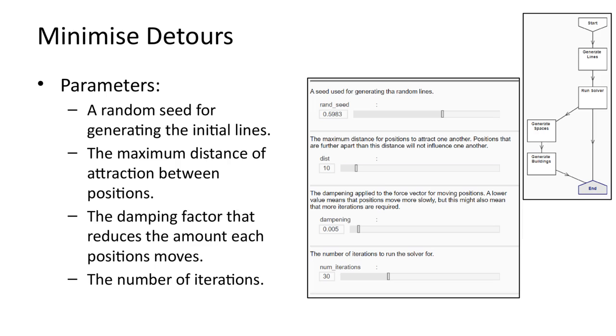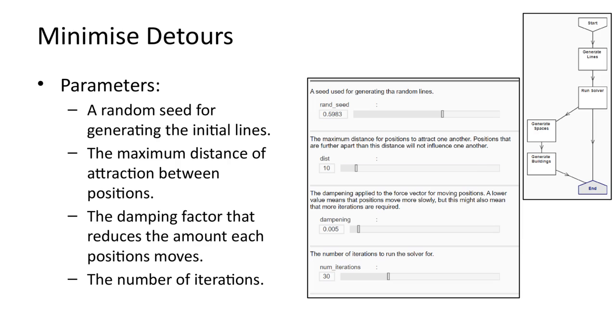The flowchart has 4 parameters. The first is a random seed for generating the initial lines. The second is the maximum distance of attraction between positions. The third is the damping factor that reduces the amount each position moves. The fourth is the number of iterations.